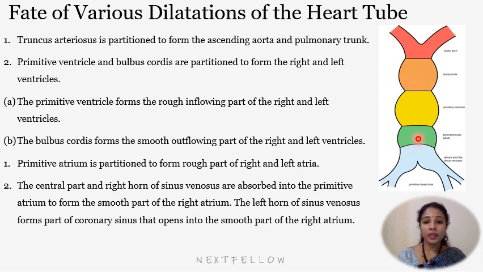Next, about the primitive atrium. This green one is the primitive atrium, which is partitioned into the rough part of the right and left atria later, which forms the interatrial septum and the central part of the right horn. So this one is the left horn, and this one is the right horn. The right horn gets absorbed into the primitive atrium, forming the smooth part of the right atrium, which I have shown in the previous image, and the left horn of the sinus venosus forms part of the coronary sinus that opens into the smooth part of the right atrium.